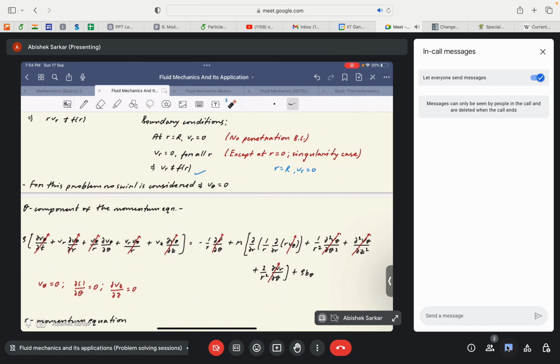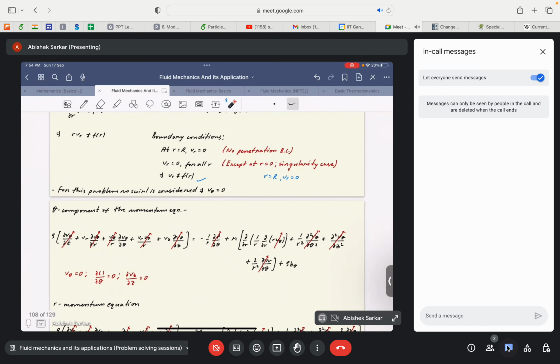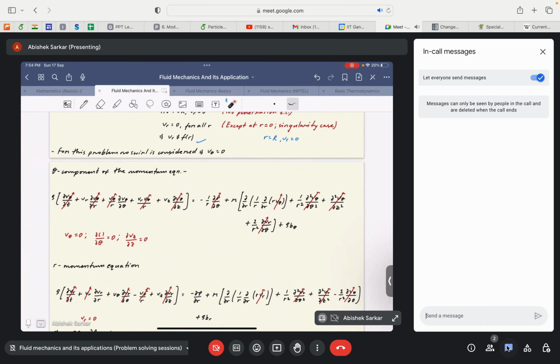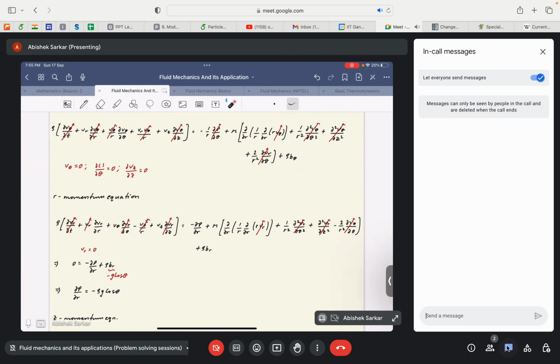Then we look into the theta component of the momentum equation. Since v theta itself is equal to 0, and moreover the derivative with respect to theta is 0, all the terms of the theta momentum equation become equal to 0. So we are not left with any conclusive remarks from the theta momentum equation. Then from the r momentum equation, most of the terms cancel out because the flow is steady. Again vr equals 0, from the boundary condition that we saw, so the right hand side is completely equal to 0.